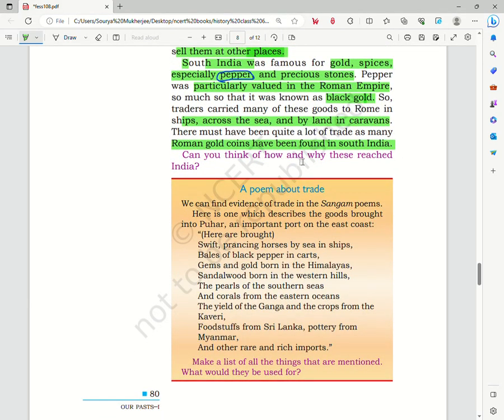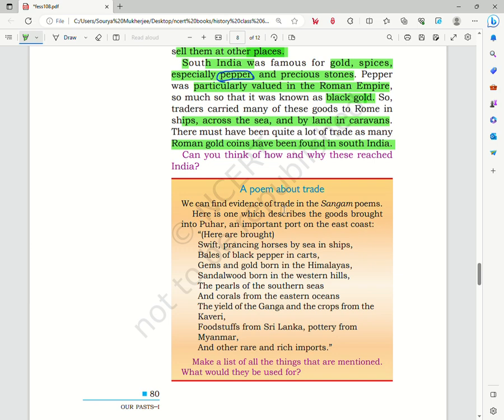Can you think of how and why these reached India? About the gold coins, as we read, these reached India through trade. Roman traders brought Indian goods, precious items, gemstones, and spices, and so on. They purchased these items by exchanging gold coins as a currency, and thus we find a lot of gold coins in southern India. So, a poem about trade.